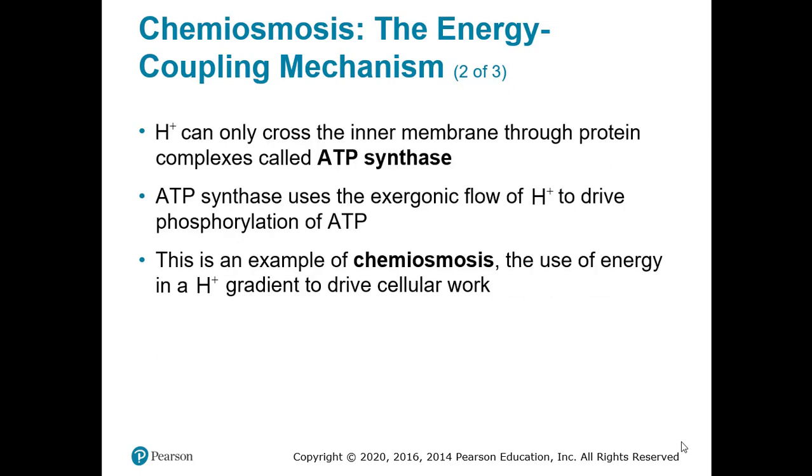Hydrogen can only go into the inner membrane through protein complexes called ATP synthase. The ATP synthase uses the exergonic flow of the hydrogen to drive the phosphorylation of ATP. Since the hydrogen ions are diffusing across a membrane from an area of high to low concentration, we call this chemiosmosis. They're in solution, but the energy from that hydrogen ion gradient is what's driving cellular work. So it's called chemiosmosis.